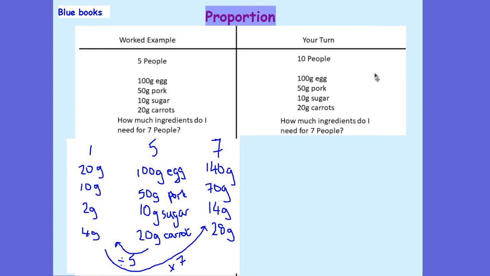In your dark blue books, Year 7, can you have a go at the example on the other side? For 10 people, we need this amount of each ingredient. How much do I need for 7 people? Complete it in the same way, working out how much you need for 1 person and then multiplying back up to 7. Pause the video for a few minutes and have a go in your dark blue books now.